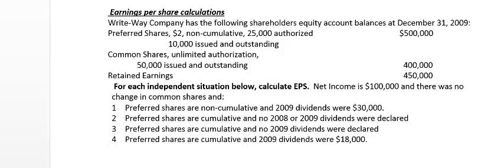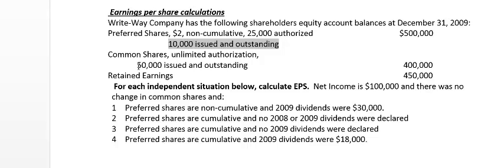In this question, we see that the company has an equity balance at the end of the year, which shows us preferred shares, and again, the dividend is stated at $2 a share. It says they're non-cumulative, and we have 100,000 outstanding, issued and outstanding. Issued and outstanding again means that these are shares that are being held by shareholders. Common shares, we can issue as many as we like, but we've only decided to issue 50,000 to shareholders right now.